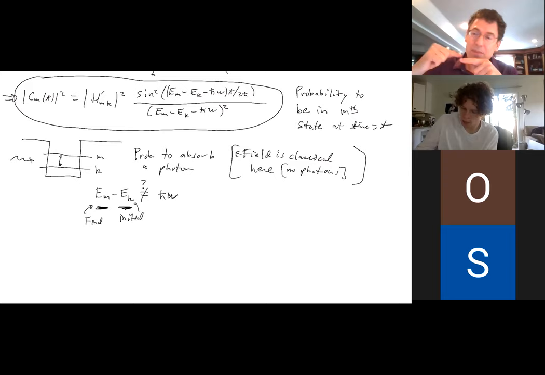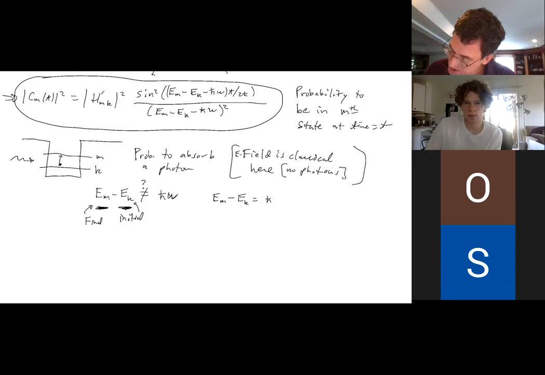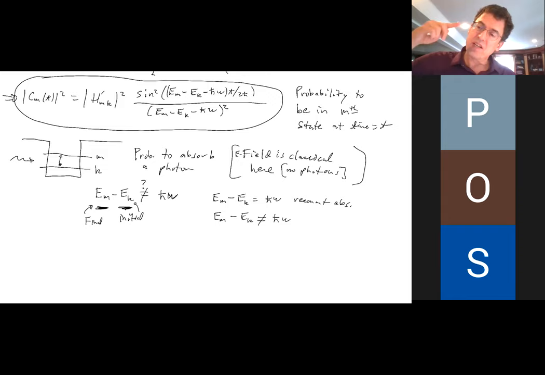But here I just want to say, sometimes these energy differences are equal to the H bar omega, and we call that resonant absorption, but other times they're not equal. And so I just want to make the point that light at one frequency can cause an energy transition at a different energy difference. The energy difference does not have to equal the frequency of the light. And that is what we call off-resonant.